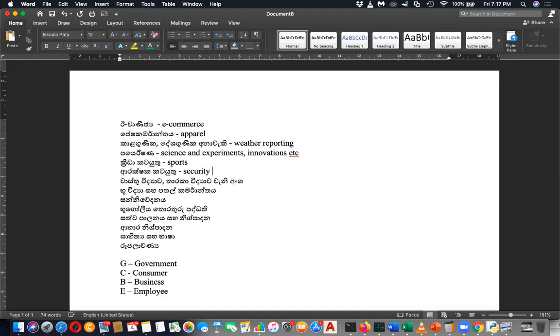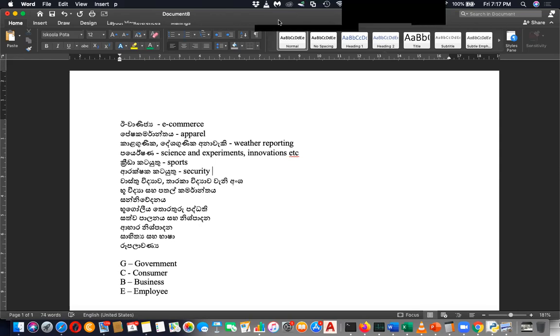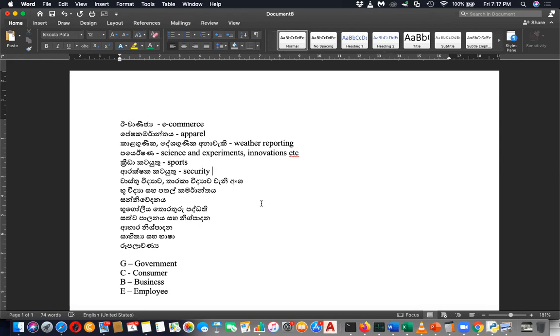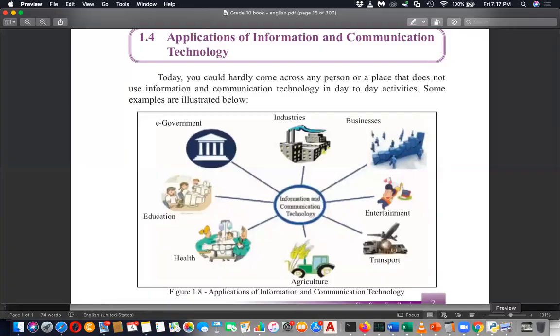Can you write down the other usages quickly? The main usages are already given. Let me write down the main usages in case you forget: e-governance, industries, business, entertainment, education, health, agriculture, transport. So those are the main usages.